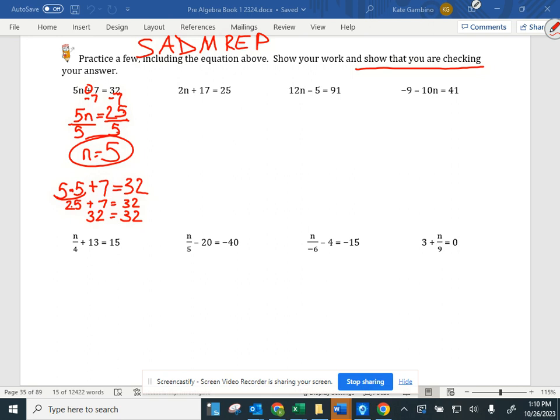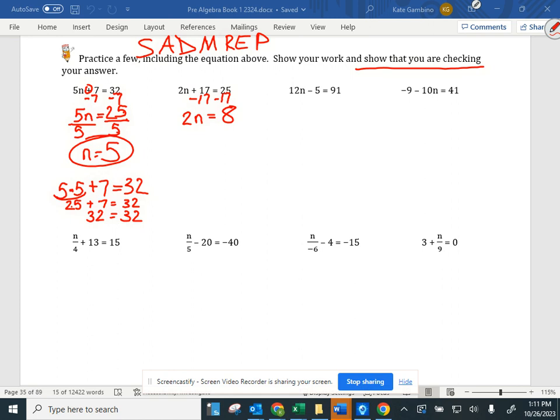2n plus 17 equals 25. What's the first operation I'm going to do? Lauren. Subtract 17 from 17 and 17 from 25. I need to subtract 17 from 17, and I need to subtract 17 from 25. So plus 17 minus 17 zeros out. So I can just bring down that 2n. I don't need to put plus 0. And that equals what is 25 minus 17? 8.